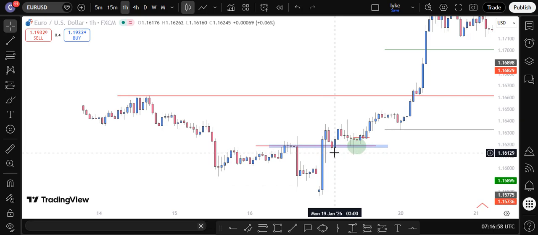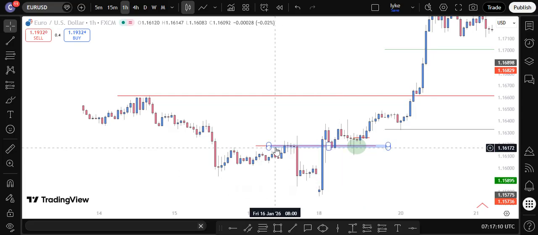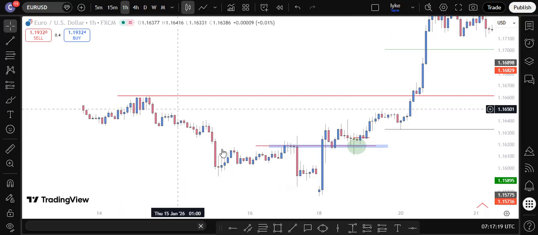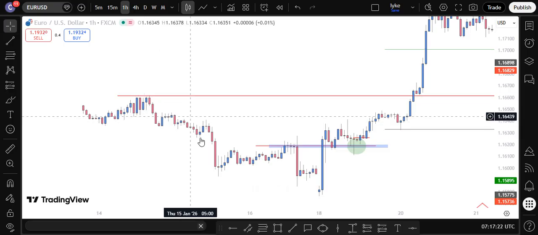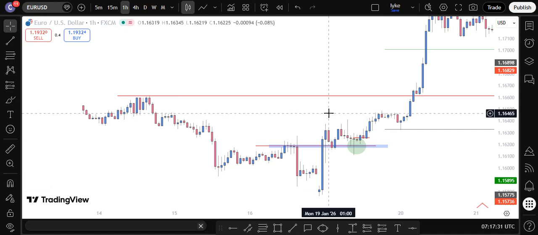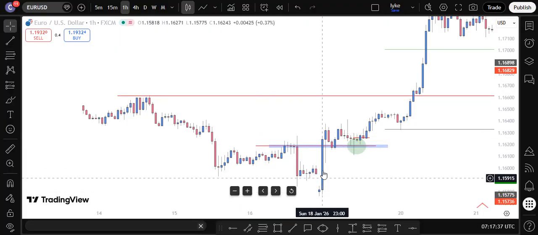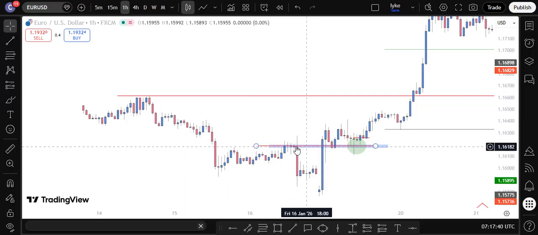It didn't retrace to the 50%. Why didn't it retrace to the 50%? Because this is the support. This is a support in price, because price has been making lower lows and lower highs. Price then broke through the previous lower high. This is the first instance that bullishness is entering the market.